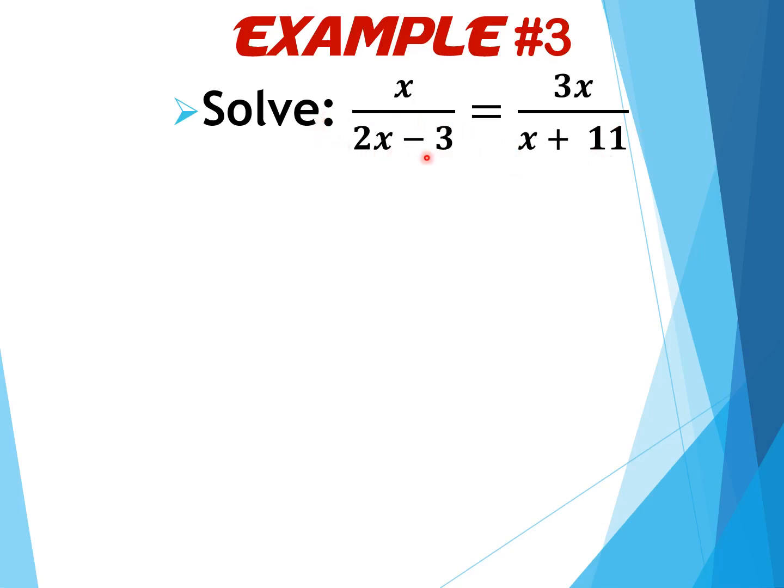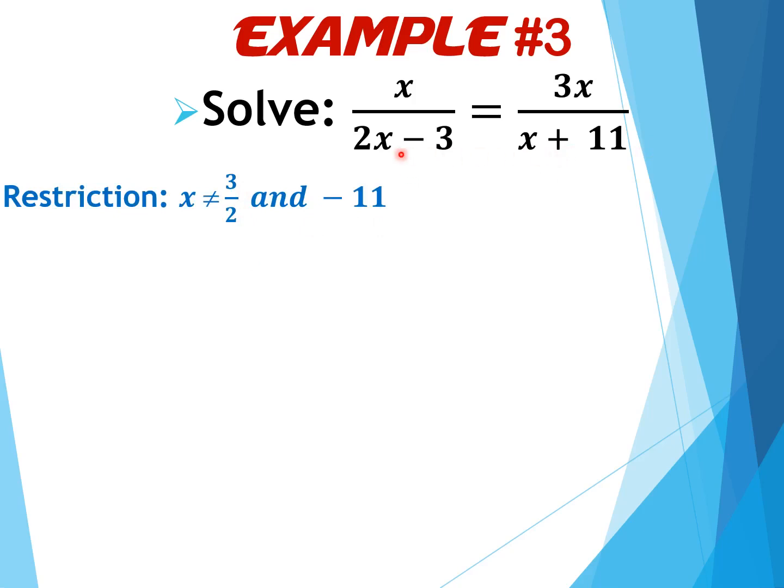of the denominator. So we have here 2x minus 3. Equating this to 0, we will have 2x minus 3 is equal to 0. Therefore, x is equal to 3 over 2. And for this one, you have x plus 11 is equal to 0. So you will have negative 11. So the restrictions are 3 over 2 and negative 11.